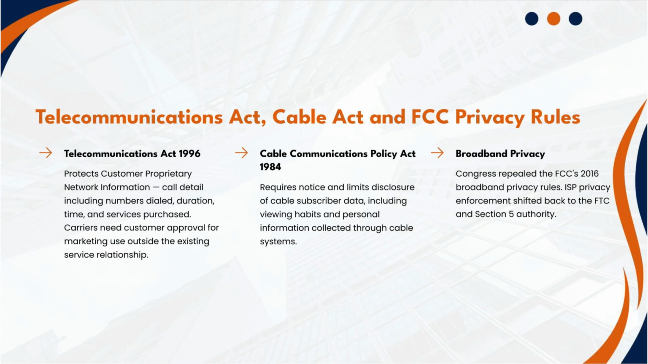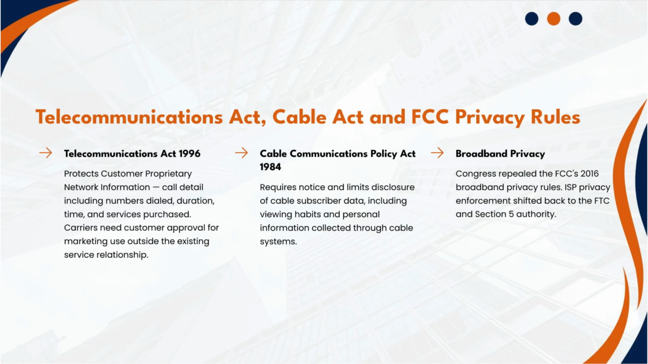Those enforcement actions were significant. The Cable Act, Section 631, is separate and arguably stronger. Cable operators must give annual privacy notices, obtain prior consent for collecting or disclosing personally identifiable information, provide subscriber access, and destroy data no longer needed. And it has a private right of action.